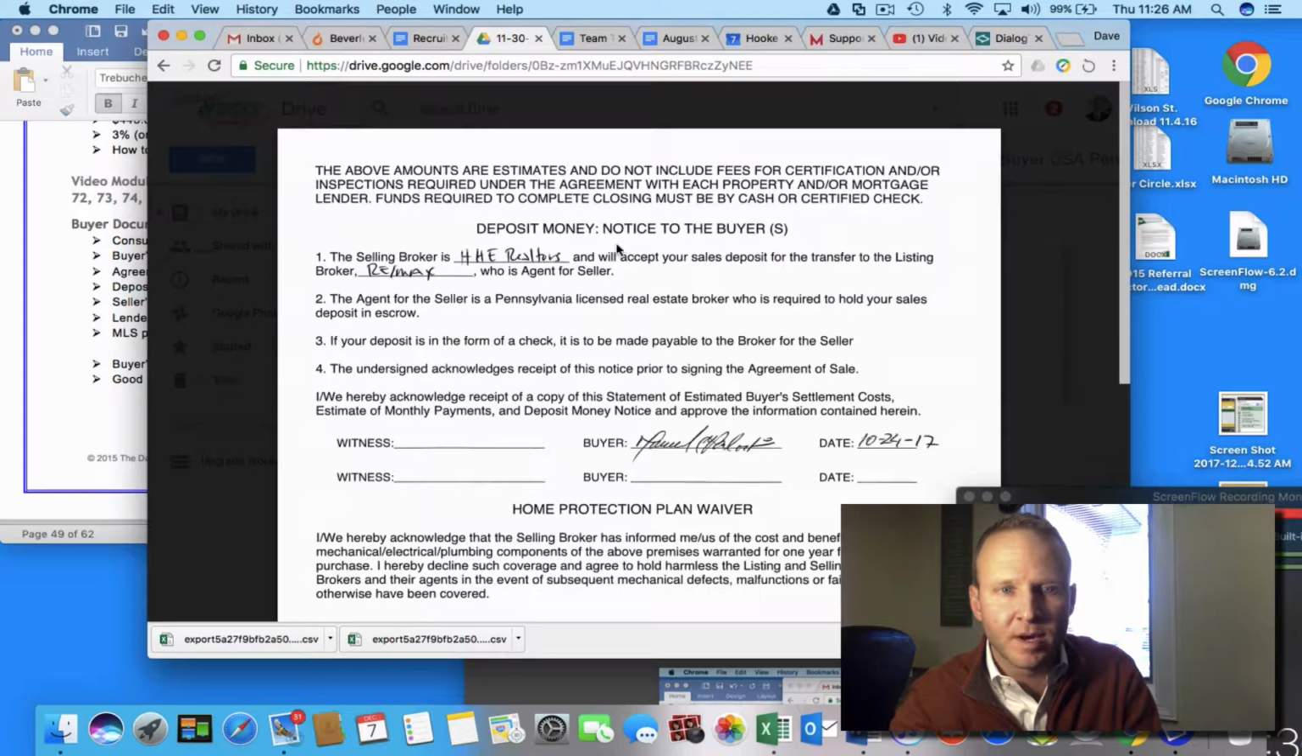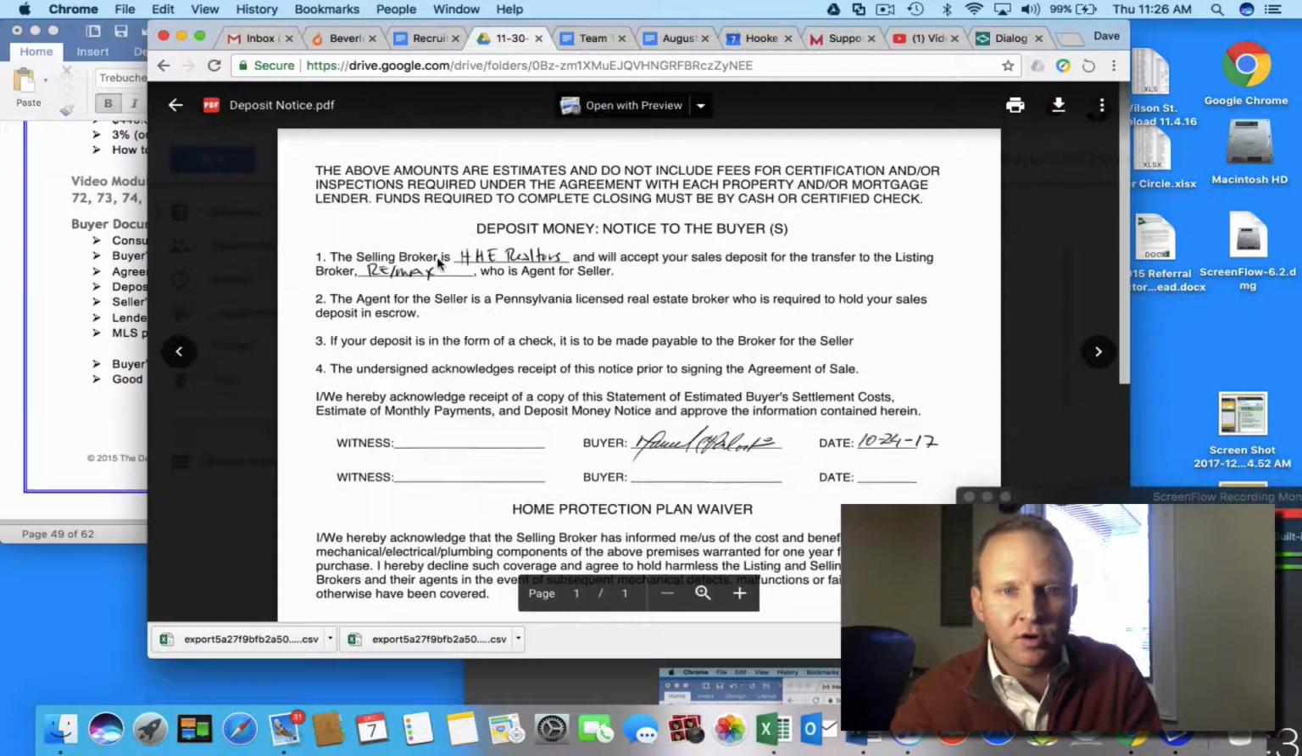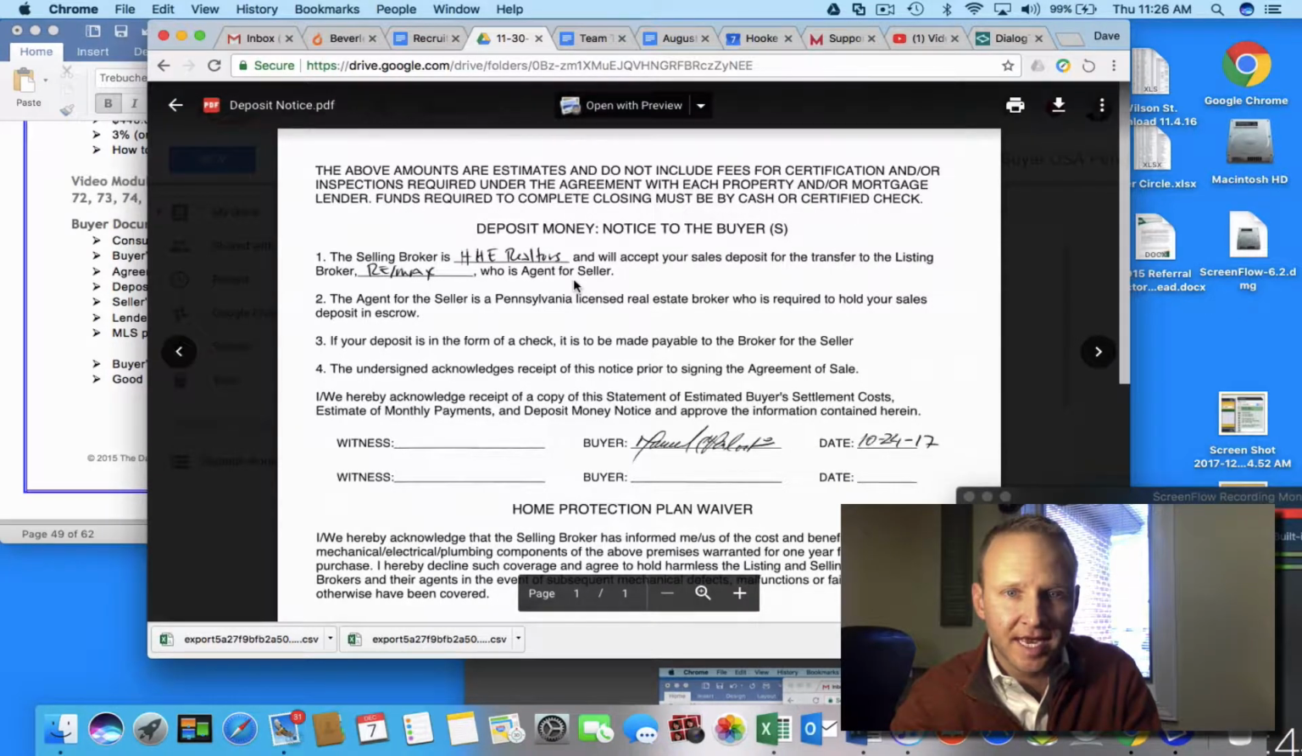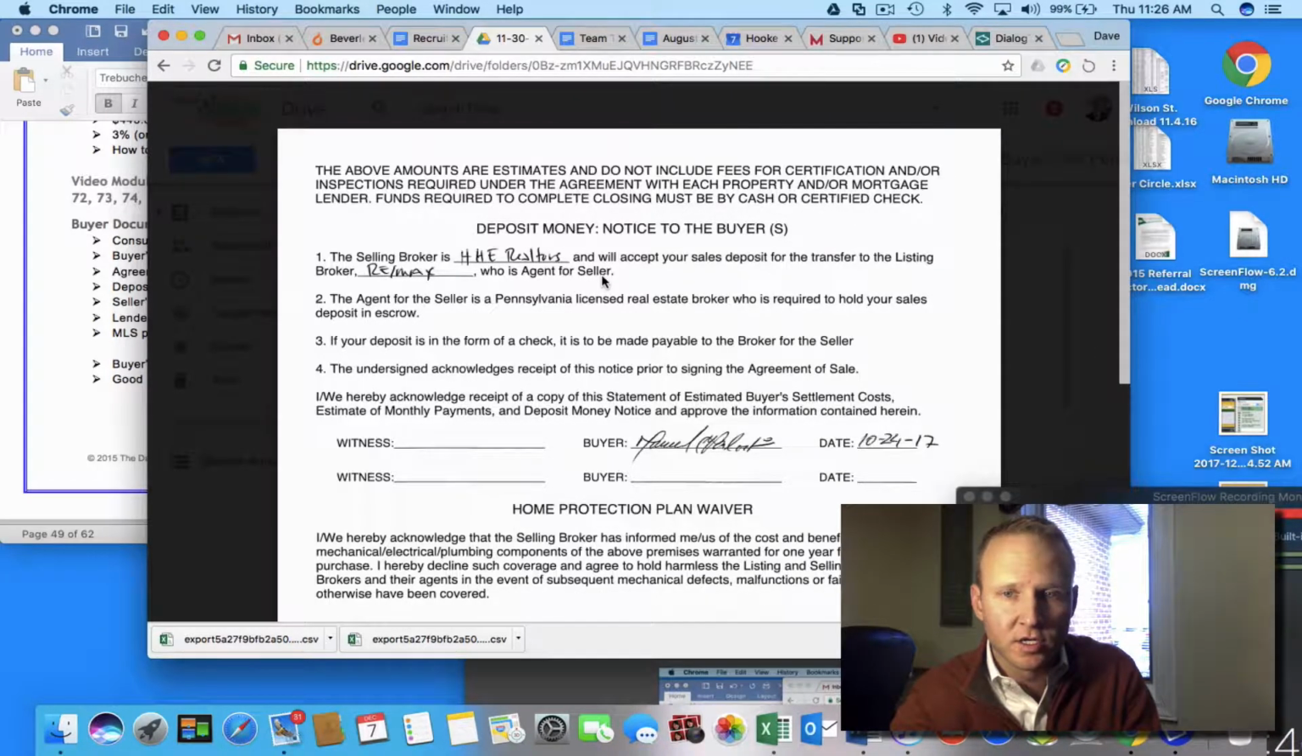Deposit money notice to buyers. 1. The selling broker is HH&E Realtors and will accept your sales deposit for the transfer to the listing broker, RE/MAX, who is agent for the seller. So this tells the buyer that we're the selling agent, the buyer's agent, and we'll take your money and we'll give it to them. It always goes to the listing agent.